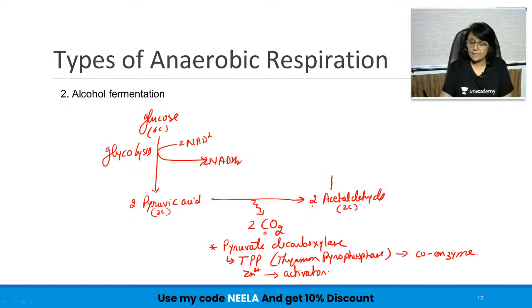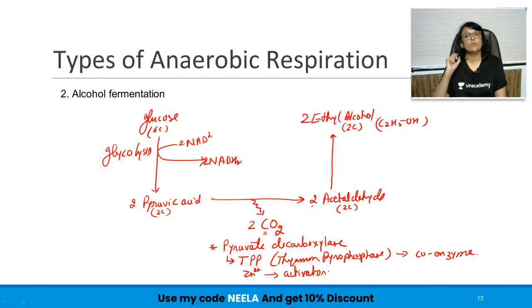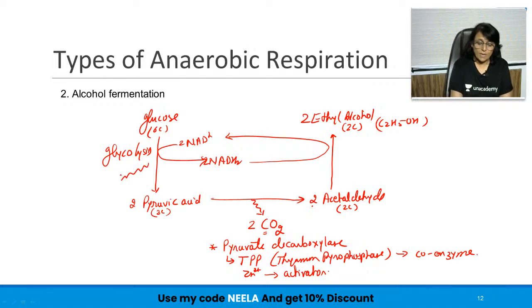Now this acetaldehyde changes into ethyl alcohol. Ethyl alcohol is a 2-carbon compound, C2H5OH, and 2 molecules of this are formed. So 2-carbon compound, 2 molecules means 4 carbon, but for this reaction to take place, this NADH2 gets used up. So again, here in glycolysis, there are 2 ATPs given out.